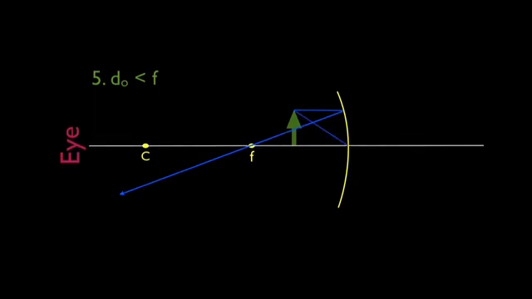We're going to go to the principal axis, and it's going to reflect at the same angle, so that the angle of incidence, this angle, and the angle of reflection, this angle, are exactly the same. And you'll notice these light rays don't converge. They're not parallel, but they actually diverge.